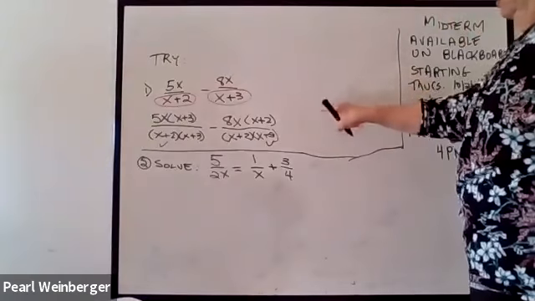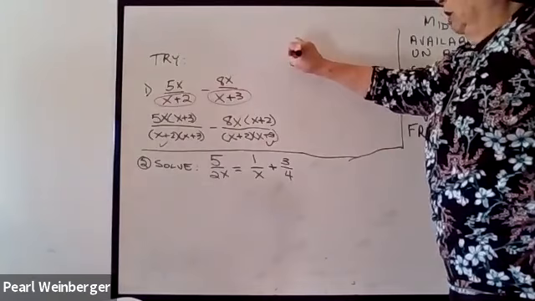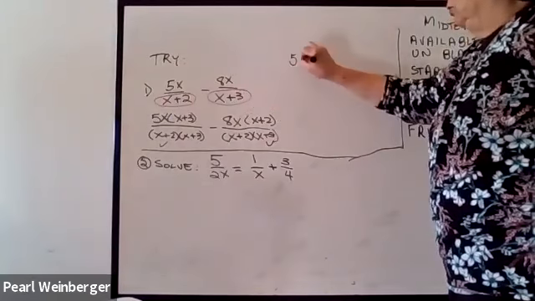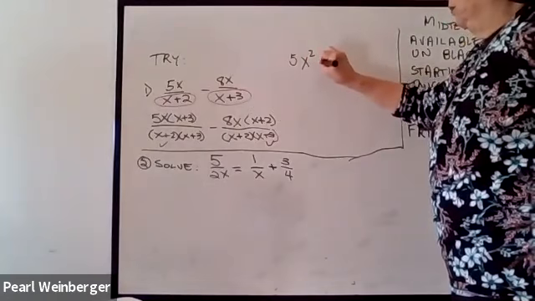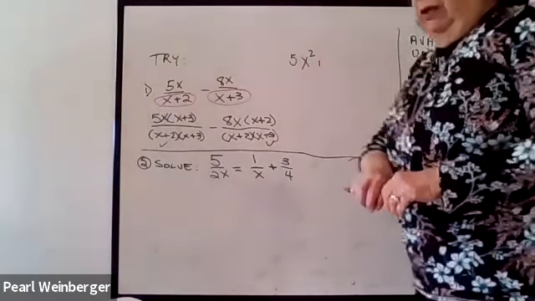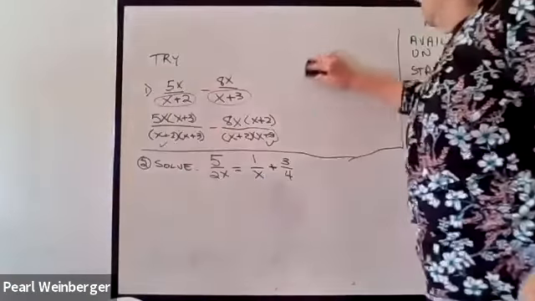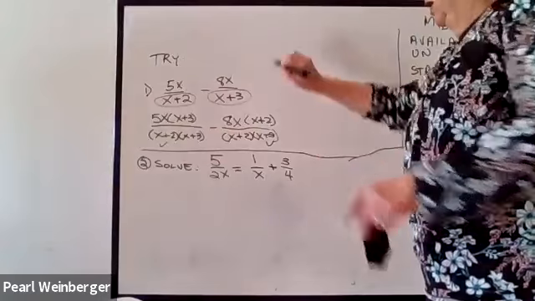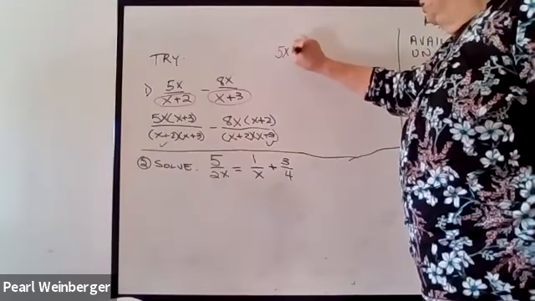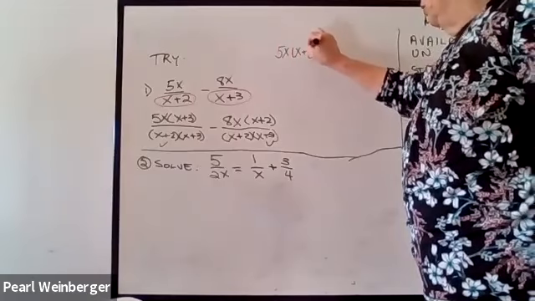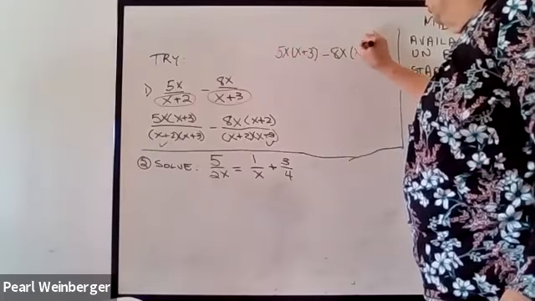I'm going from here. So what are my numerators? My numerator is the 5x times x plus 3, which is going to be 5x squared plus... let me rewrite this so I'll have it right in front of me. So here's what I have: 5x times x plus 3, I'm just writing the numerators over, minus 8x times x plus 2.